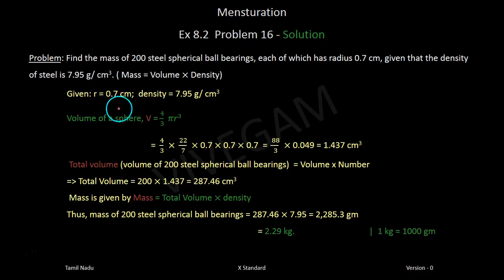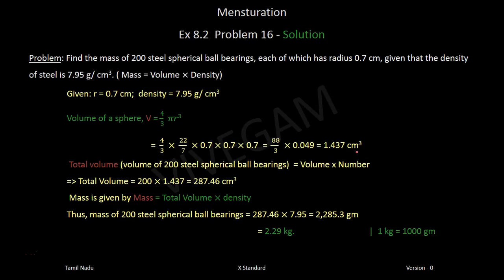Okay, here we go, the solution. Given radius equal to 0.7 centimeter, density is 7.95. Volume V equal to 4 by 3 pi r cube. Substitute 4 by 3 into 22 by 7 into 0.7 into 0.7 into 0.7. So this is 4 into 22, 88, 88 by 3. 0.7 will go 10 times into 7. So 0.7 into 0.7 is 0.49. That divided by 10 will get you 0.049. When you multiply and simplify it, you will get 1.437 centimeter cube. This is the volume of one spherical ball.